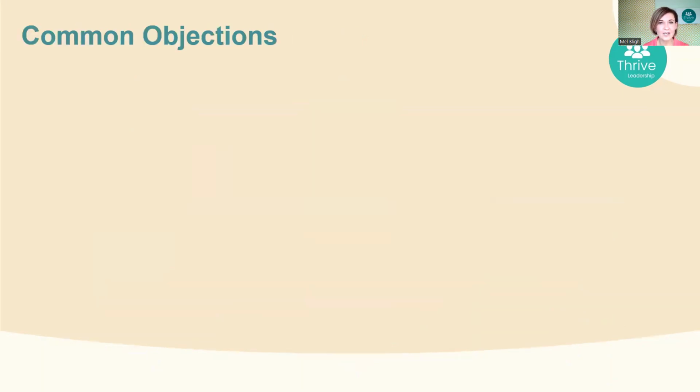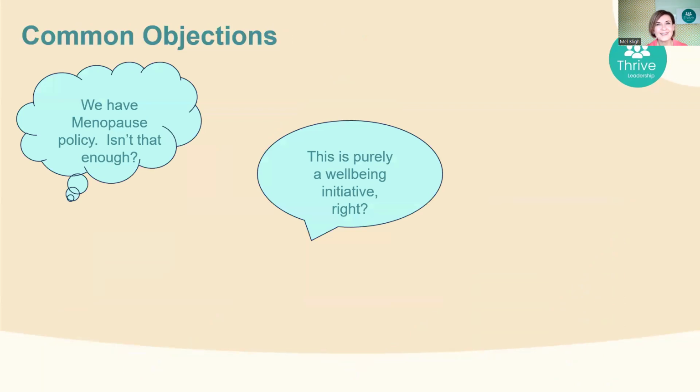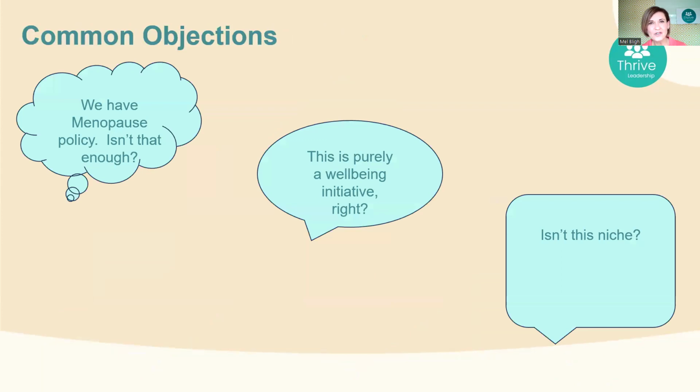Some of the things I hear quite often, and common objections to, I guess, menopause awareness and support, is we've got a menopause policy, isn't that enough? And also, surely this is just a well-being initiative, isn't it? And isn't it a bit niche? I can't go on without saying, well, 50% of the population doesn't feel much of a niche to me. But as we progress, hopefully you'll see me dispel each of these issues and these questions. But we'll come back to them later on in the session.